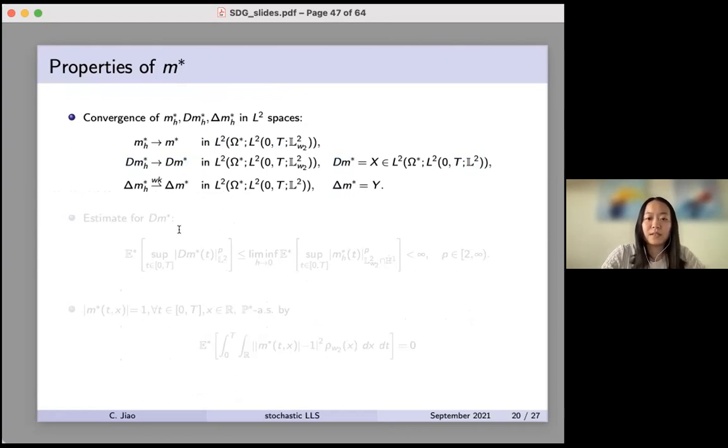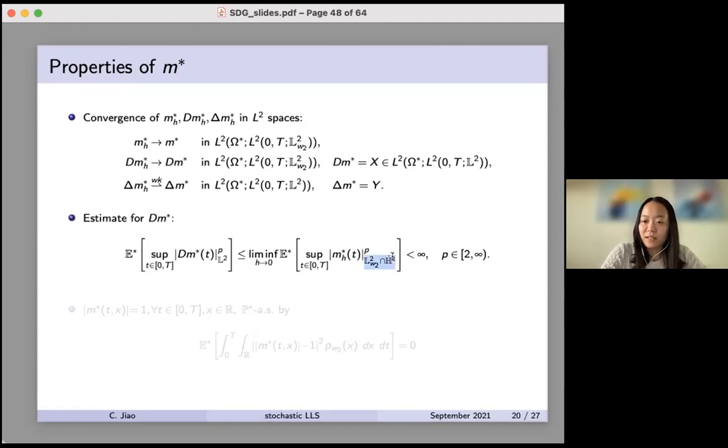We can actually do better for the estimate of the gradient of M star. We can extend this norm L2W2 intersecting H1 dot to the entire dual space of H1W1. And then use the pointwise convergence as well as Fatou's lemma to obtain this inequality here. So we show that the gradient dm star is finite in this L2p space. This should be 2p, for p greater than or equal to 1, omega space, L2 state space, for almost all time.